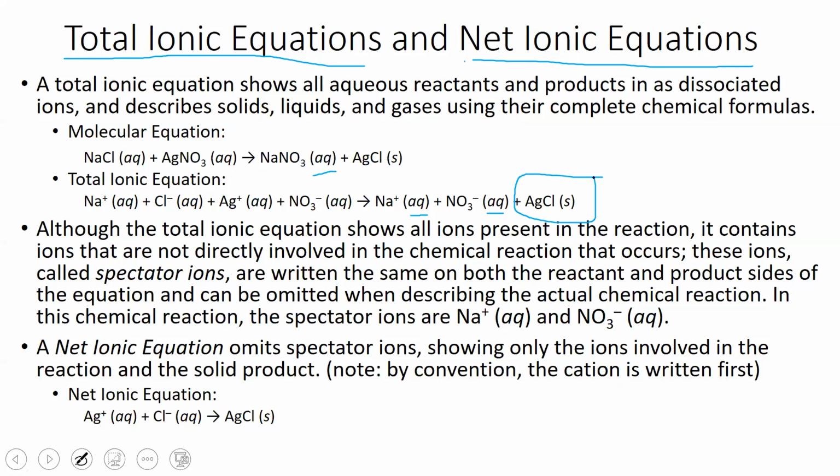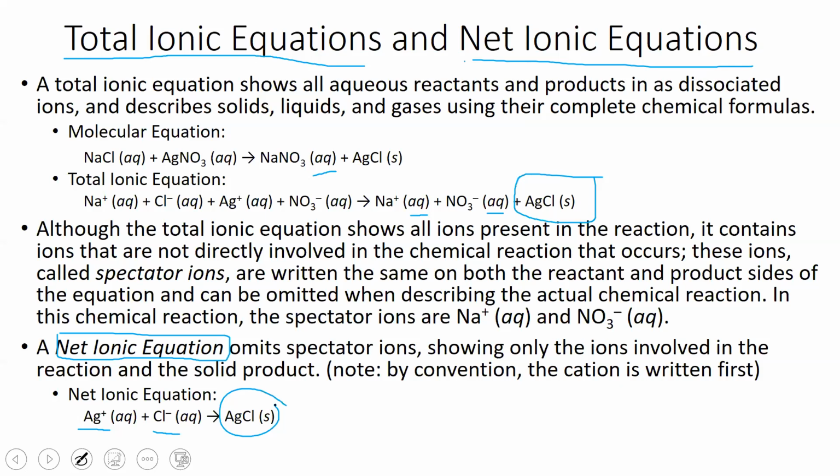The net ionic equation is a little bit simpler, because it just shows you the actual reaction taking place. In this reaction, the things that are actually reacting are the silver ion and the chloride ion. Those form the silver chloride. That's the actual reaction that's taking place.